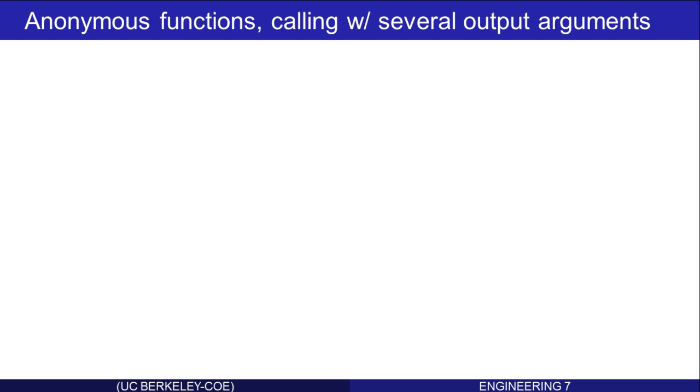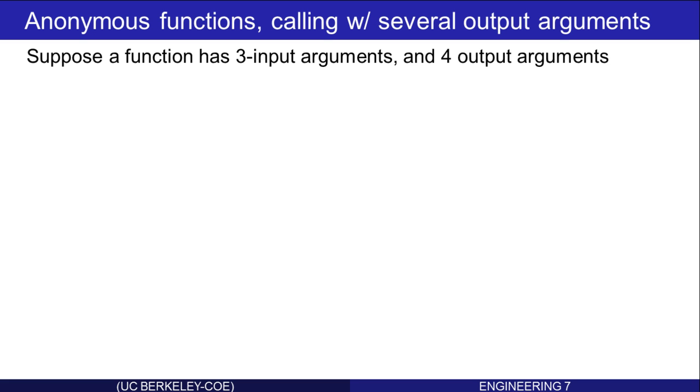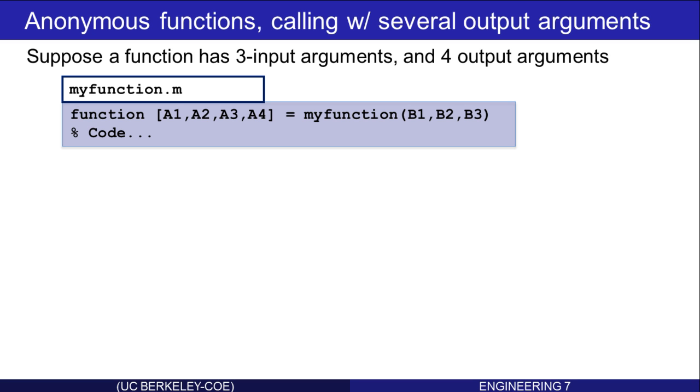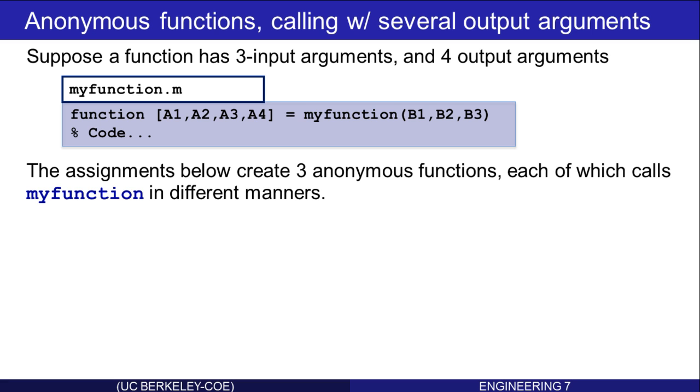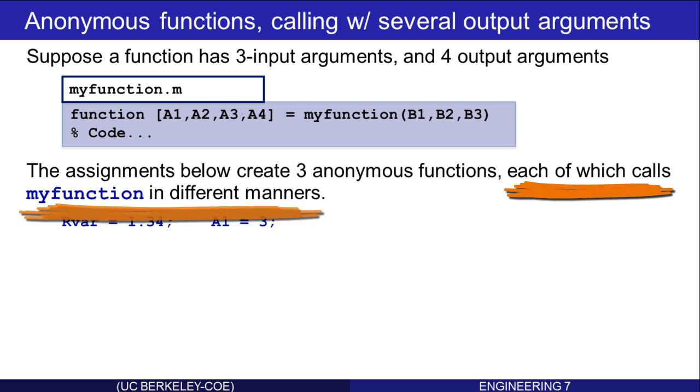Finally, let's look at calling anonymous functions with several output arguments and what that means. To begin, let's consider a function that has 3 input arguments and 4 output arguments. Maybe something we wrote called my function. There it is, 3 input arguments and 4 output arguments. The code isn't important. Here's some anonymous function definitions, each of which calls my function in different manners.